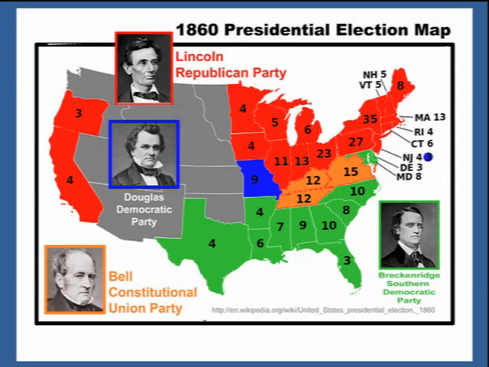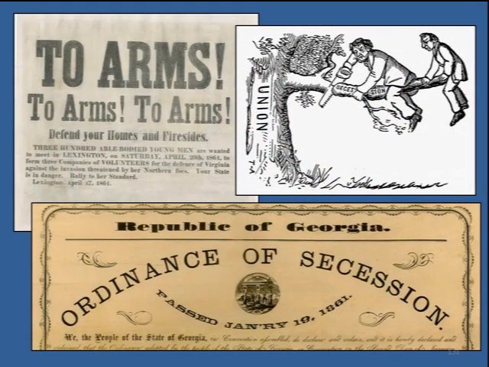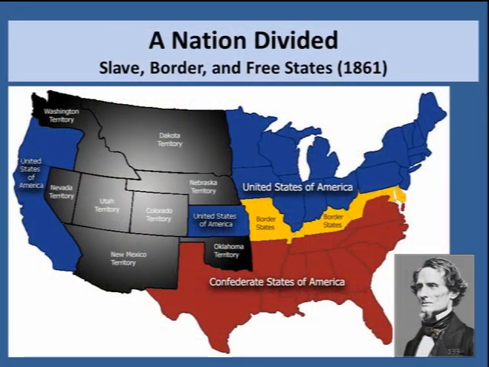Since Lincoln's party, the Republican Party, was anti-slavery, Southern states began leaving the Union even before Lincoln began his presidency. Within a few months, 7 states had left and elected their own president. Eventually, 11 Southern states would form a new country called the Confederate States of America. On the map, the yellow states are the border states. Border states were slave states that chose to remain in the Union.